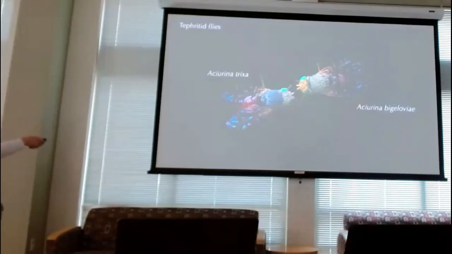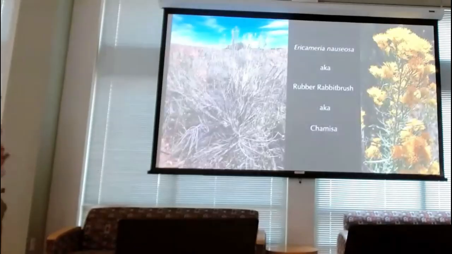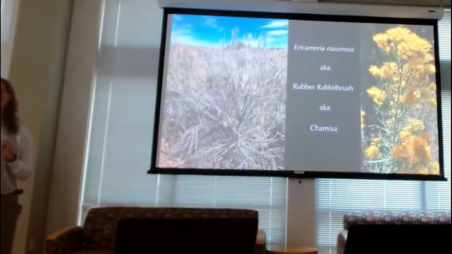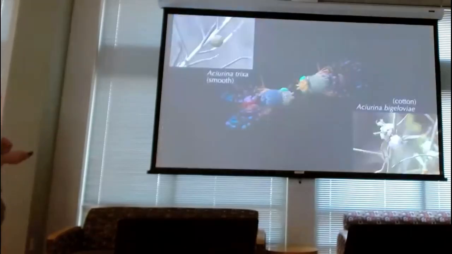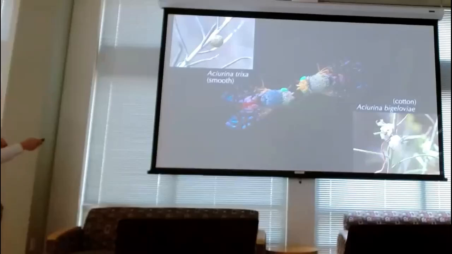So these two are Asphondylia trixa and Asphondylia biglovia, and they form galls on Ericameria nauseosa, or rubber rabbitbrush, or chamisa. So this is a plant that you see usually along the highway that blooms yellow in the fall, right? And you can see it around campus too a little bit. And so these guys form galls on that.